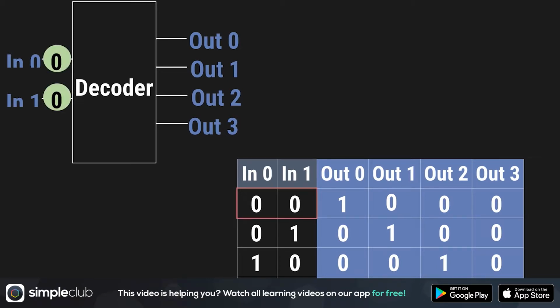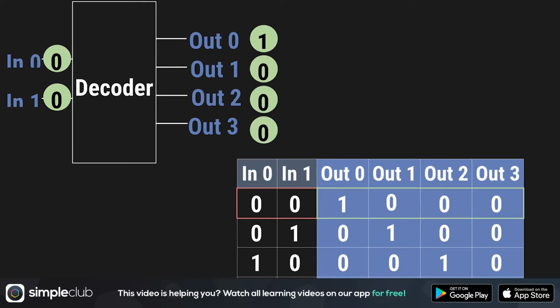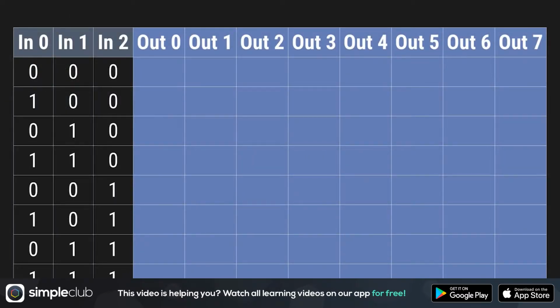Take the first combination, so 0, 0. If the first output, labeled output 0, is true, then out 0 gets a value of 1, and the other 3 get 0. And so for each possible combination of inputs, one output is selected as true. Now if we have a decoder with 3 inputs, we're naturally going to have a lot more combinations. But even then, we have exactly one specific output for each possible combination of inputs. The rest are given a value of 0.